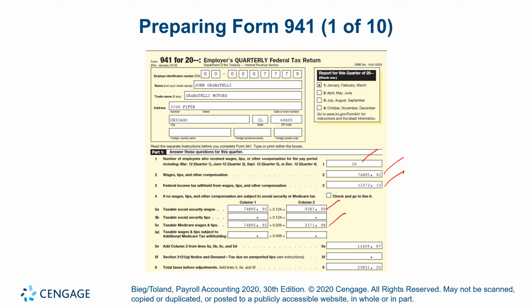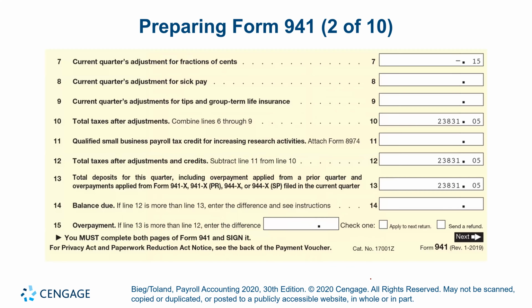And then if we add these together, 9,287 plus the 2,171, that's the total 11,459. So then we take our 12,372.13 plus the 11,459.07, total taxes before adjustments added together, 23,831.20. Here's the second part of this form.